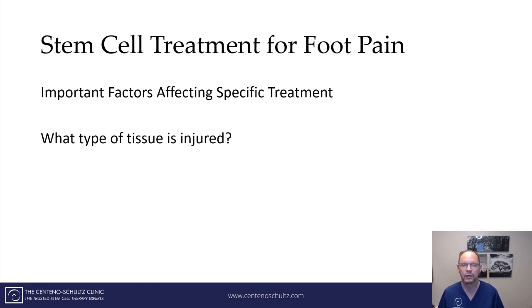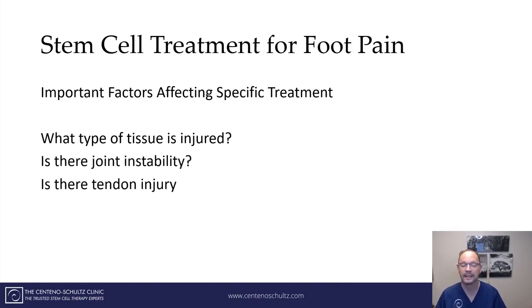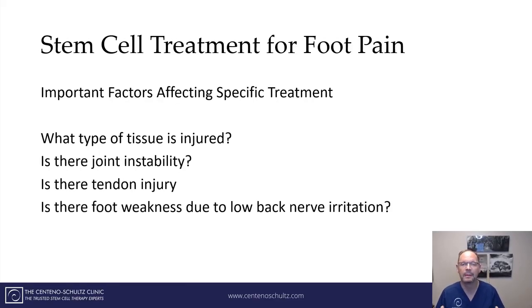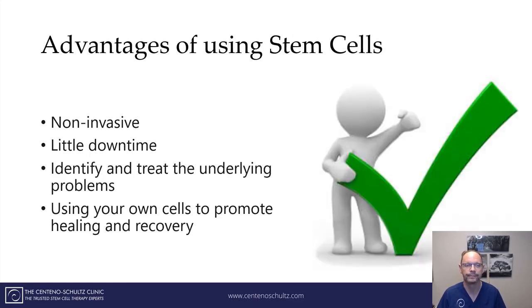So here's the first question. What type of tissue is injured? Is there joint instability? Is there a tendon injury? And is there weakness in the foot because there's compromised irritation of the low back nerve that provides information to the foot? All very, very important questions that need to be addressed before the treatment even starts.